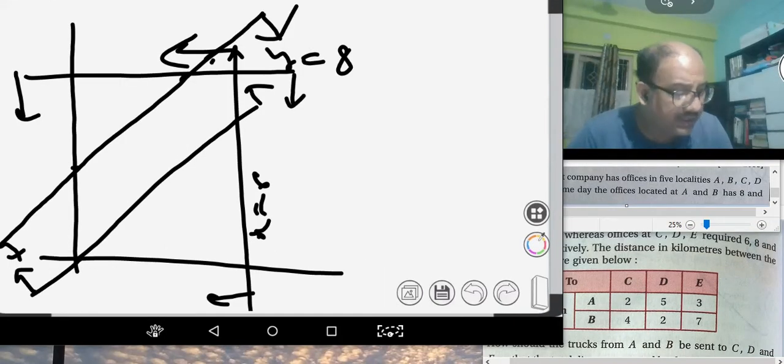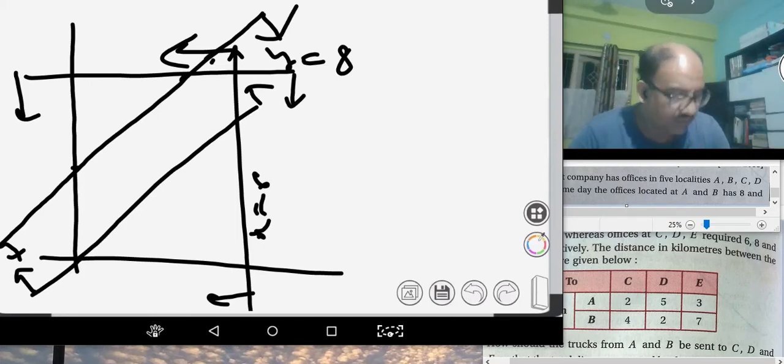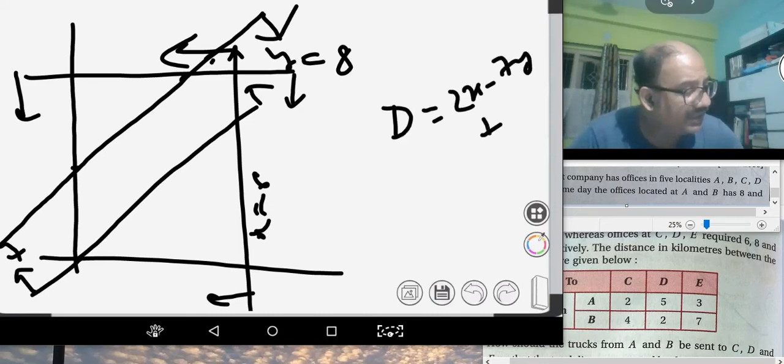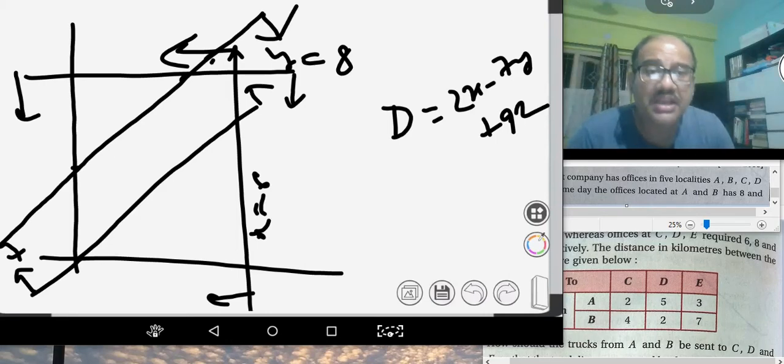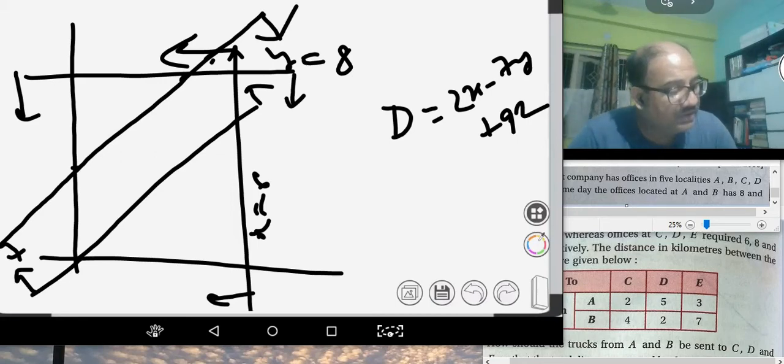As we have discussed the transportation problem to find the minimum cost, what we have obtained is the distance d as 2x minus 7y plus 92. We have to minimize d equals 2x minus 7y plus 92. For that we have the constraints x greater than or equal to 0, y greater than or equal to 0, 8 minus y greater than or equal to 0, y minus x greater than or equal to 0, 6 minus x greater than or equal to 0, and finally x minus y plus 4 greater than or equal to 0. So what we get is this first line, x equals 6, is this straight line.